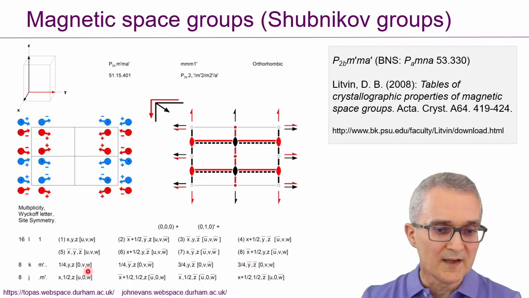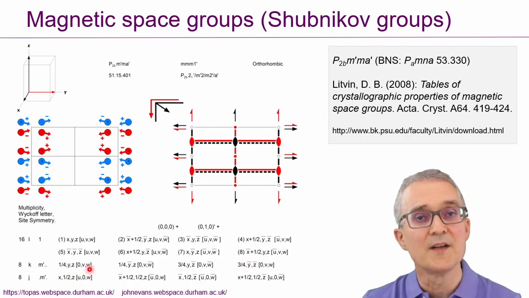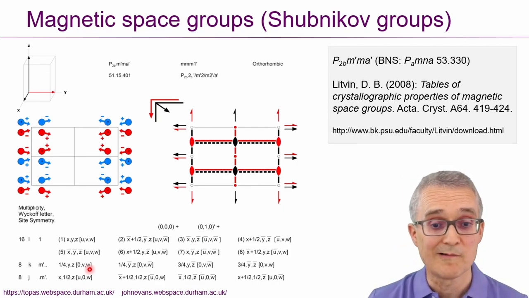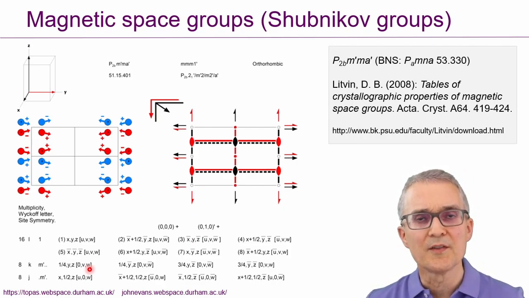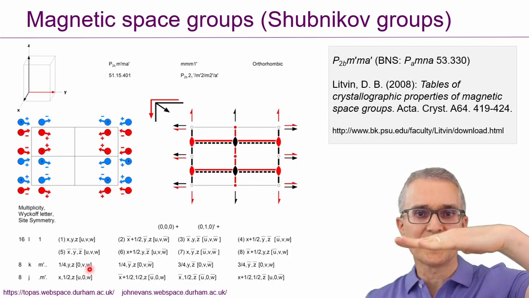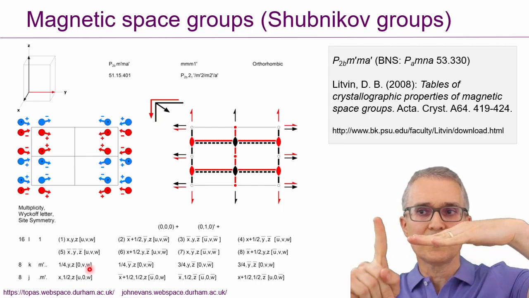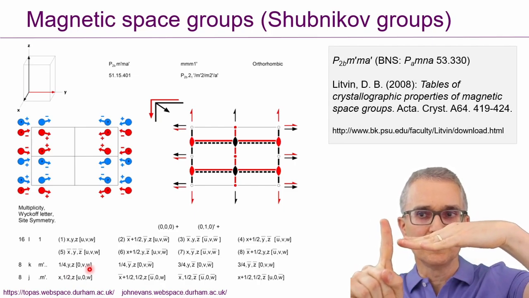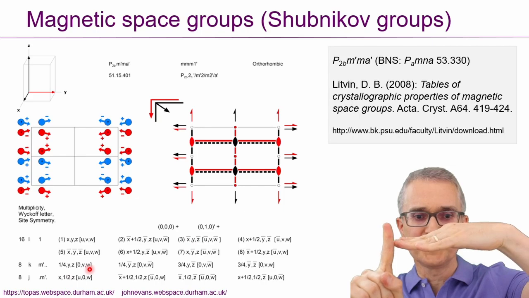What you have in addition in these square brackets is the restrictions on the moment direction. So remember we said on the previous slide that if you have a red magnetic plane, you can't have a magnetic moment perpendicular to that plane. It's not allowed by symmetry.